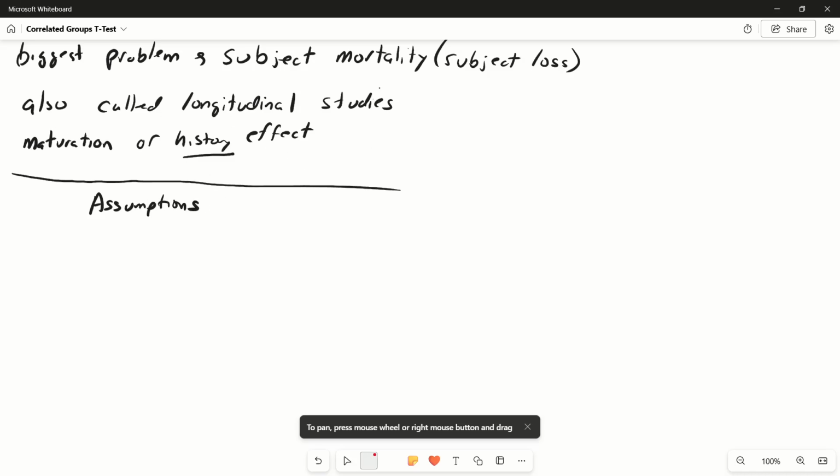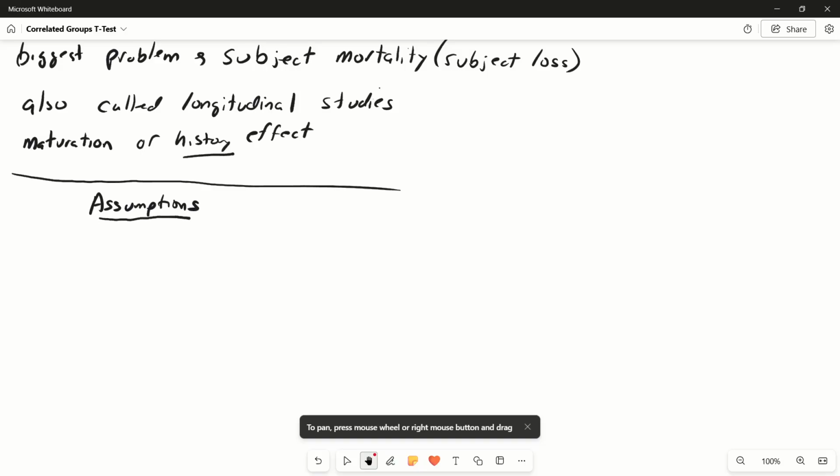Some of this stuff, history, maturation effect, is more a research methods question, but I just want you to be aware that if something happens between before and after, in the time period in between, you're going to have a problem analyzing the data.